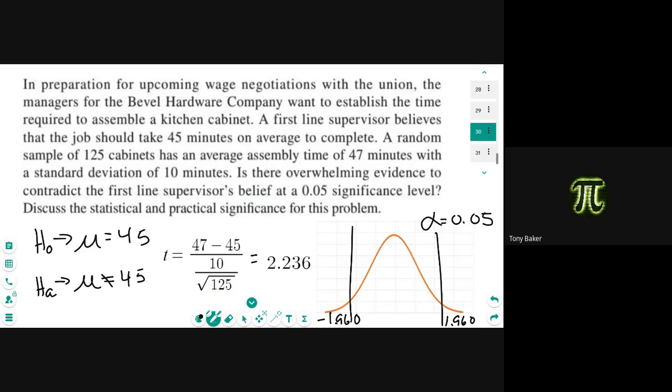All right. So what does it mean? So what are we rejecting? Is there overwhelming evidence to state that it does not take 45 minutes to make a cabinet? Okay. It's over. So here is another one of those little statistics. Is it statistically significant? Yes, it is over. We reject the null hypothesis. It is statistically significant. Is it practically significant?